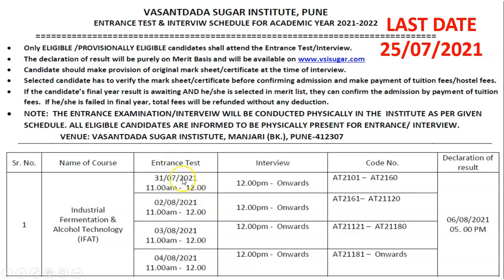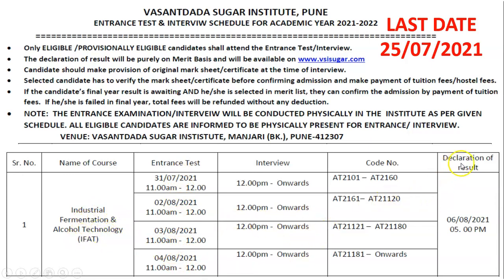These are the dates for the entrance test. 31st July 2021, time is 11 a.m. to 12, then interview from 12 p.m. onwards, this is the code number. Then again entrance test on 2nd August 2021, same timing. Then 3rd August 2021 and 4th August 2021. These are the dates for the entrance test of industrial fermentation and alcohol technology.